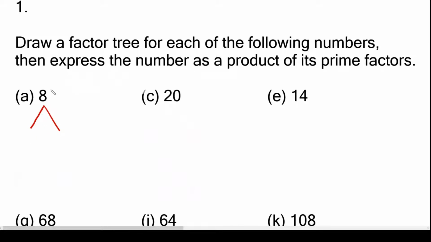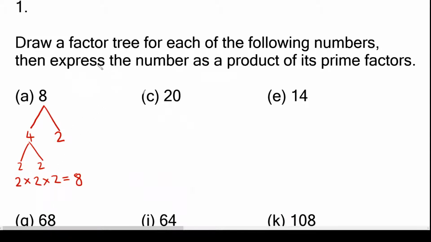So we've got 8 here. And we need to create a factor tree and put it into its prime factors. So that's going to be 4 times 2. 4 times 2 gives 8. And then we're going to have 2 times 2 gives 4. So 2 times 2 times 2 equals 8.